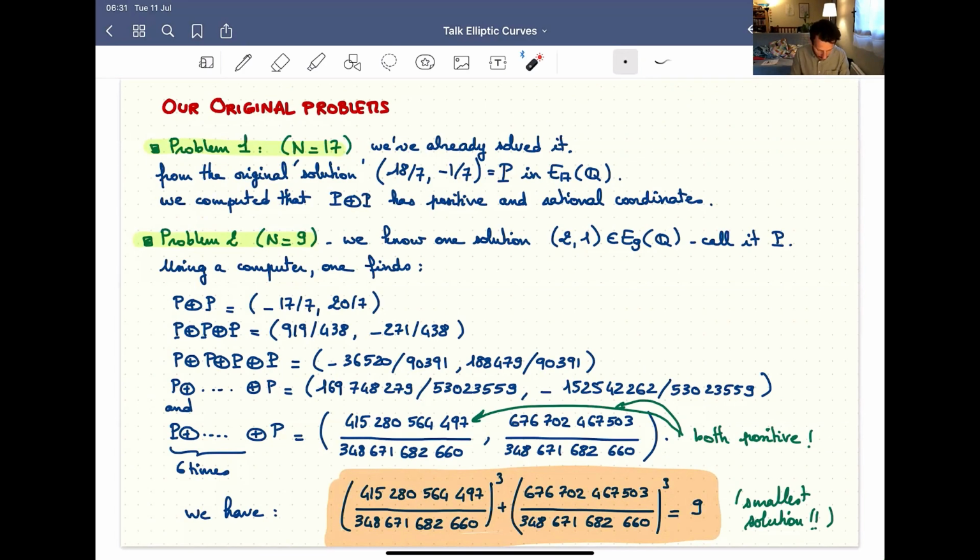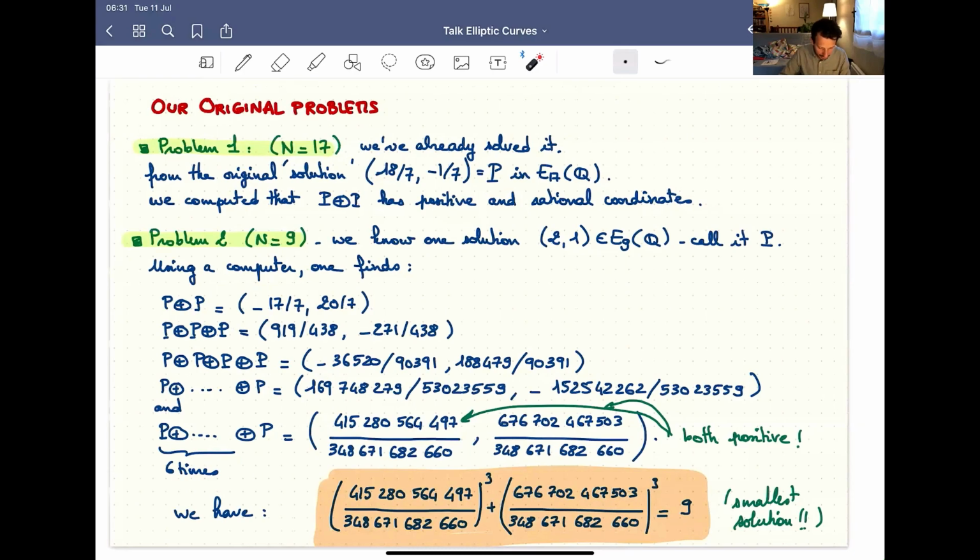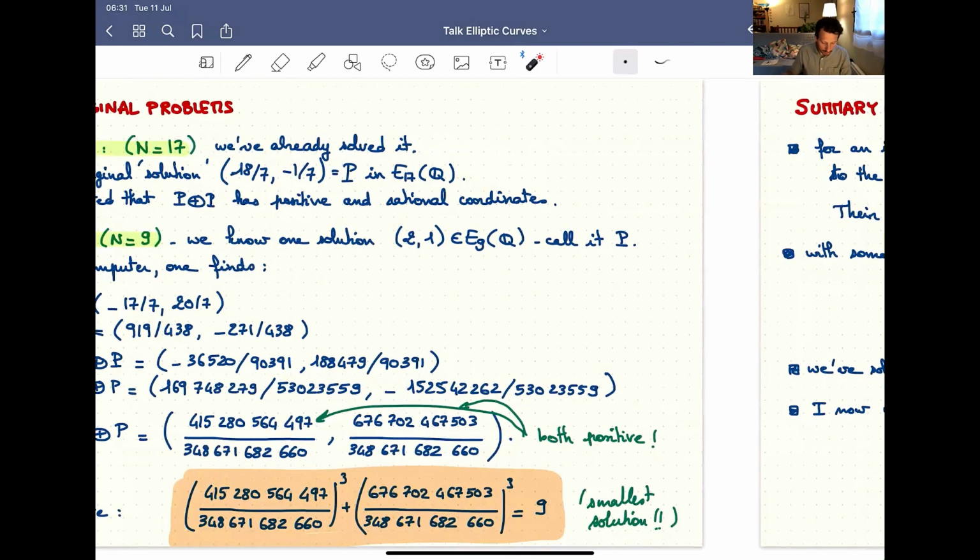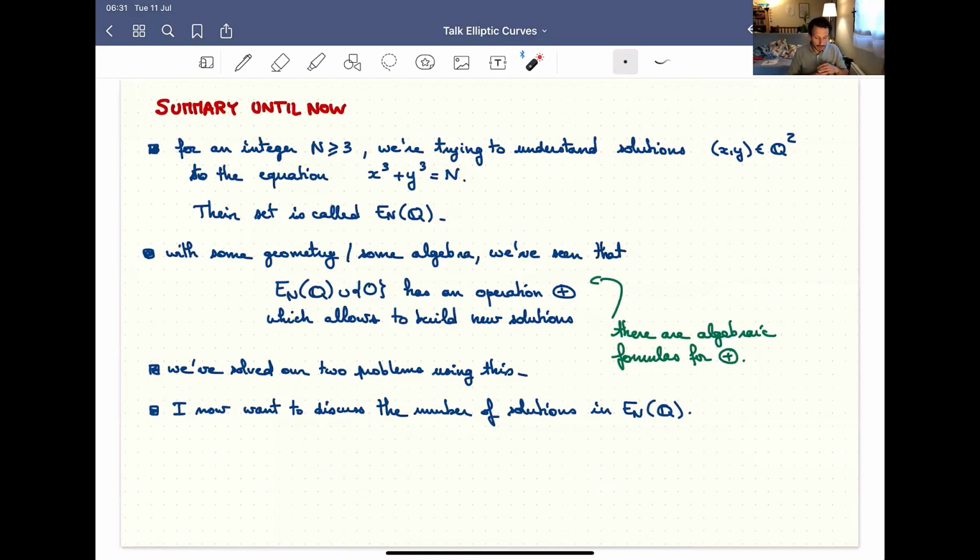So this is another topic. Okay, so maybe a summary of what we did so far. We are trying to understand solutions of certain equations, x cubed plus y cubed equals n. And here we're just looking at x and y. We just want x and y to be rational solutions. We don't want real solutions, okay?